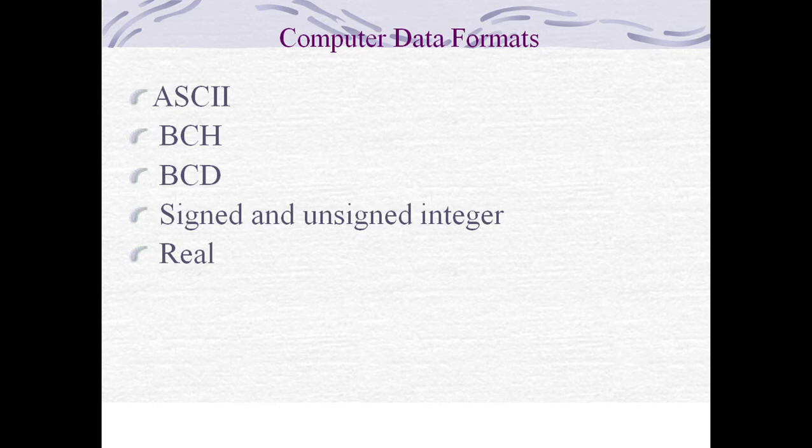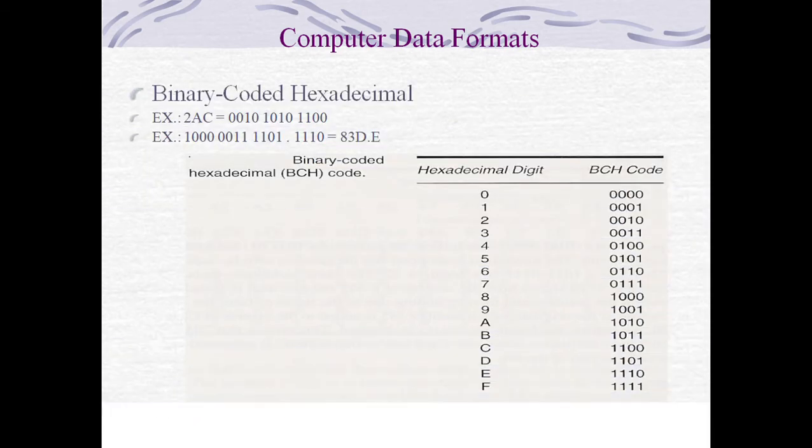Then we need other formats for storing or representing signed and unsigned integers. This can be 8-bit data, it can be 16-bit, 32-bit, and so on. And then we need real numbers to store them in computers and then to operate on them. In coming slides, I will talk about each of these data formats in further detail.